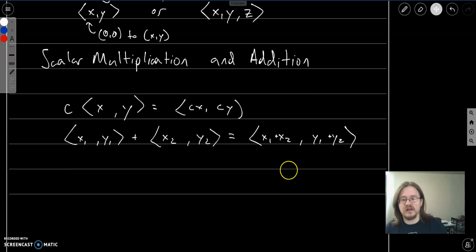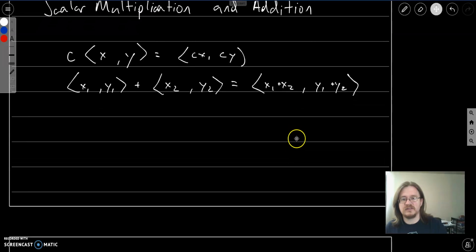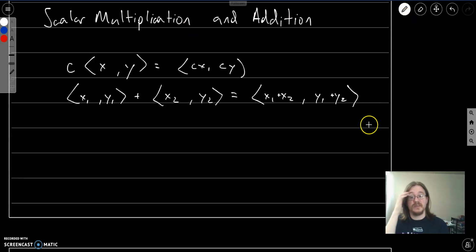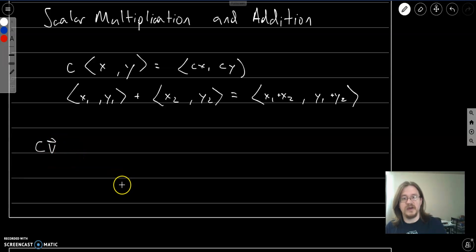So what we saw last time was scalar multiplication and addition. So we can take a vector v, and we can multiply it by a constant. So if v was something like this, 2v is going to be something like this. We just multiply the length by 2, but it's still pointing in the same direction.